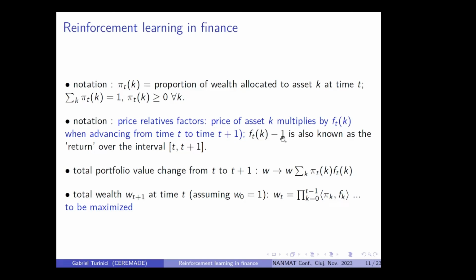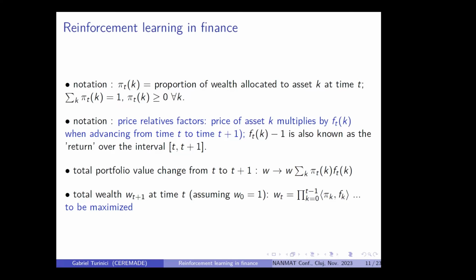f_t^k minus 1 is known as the return of the interval. So when you look at the financial data, I don't know, an index rose 10%, this is the return. How does the value of the portfolio change from t to t plus 1? Well, if the value was W, then the new value is the scalar product of pi times f. And this multiplies the initial W, and from time 0 to time t plus 1 it is just a product of these scalar products. And you have to maximize this total wealth.